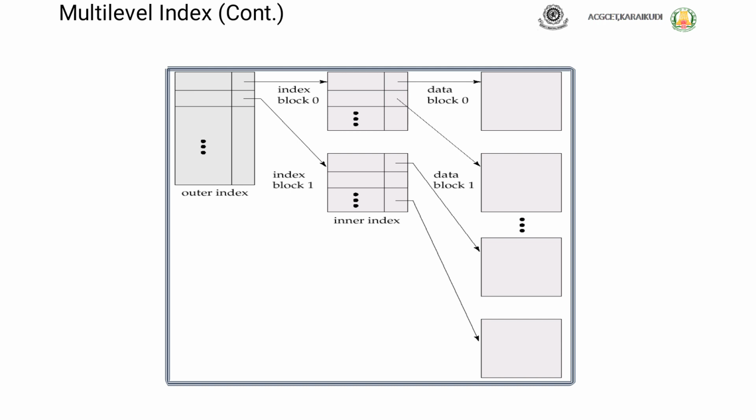If our file is extremely large, even the outer index may grow too large to fit in main memory. In this case, we can create another level of index. Searching for records with a multi-level index requires significantly fewer I/O operations than binary search. So this is the example of multi-level indexing.